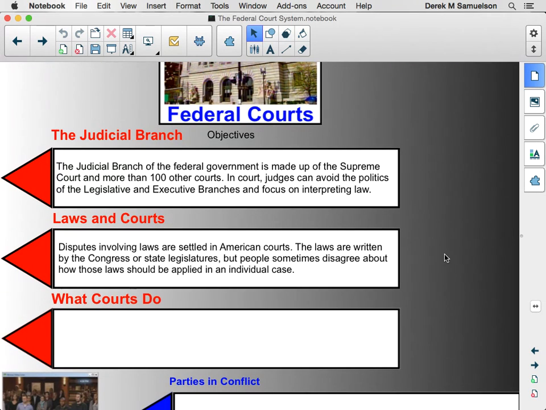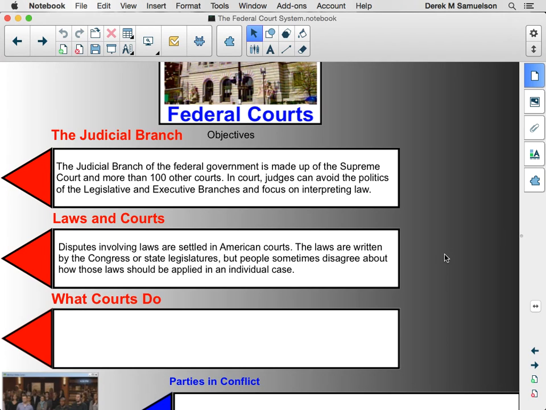Now, laws in the courts. Disputes involving laws are settled in courts. This is what courts exist for, to settle legal disputes. Now, the laws are written by the Congress. Or if we're talking about state laws, we're talking about state legislatures. But the people sometimes disagree on how those laws should be applied to an individual case. So we have a law, but how does it work in this situation?